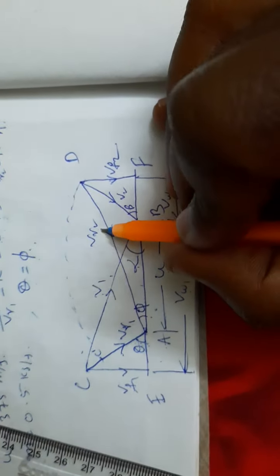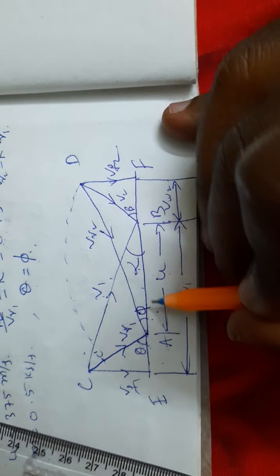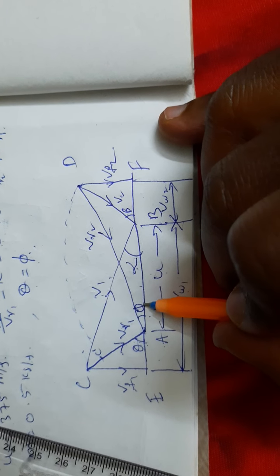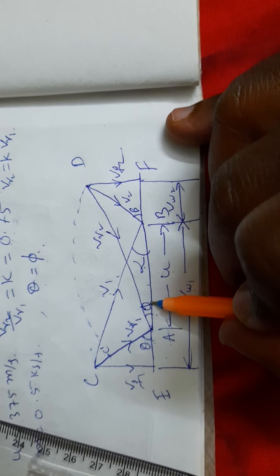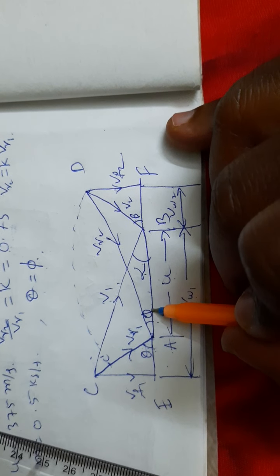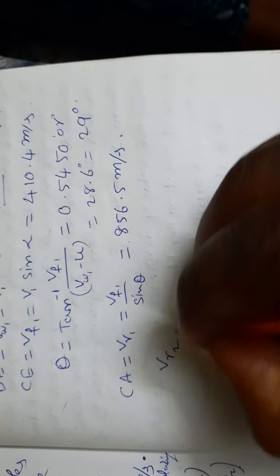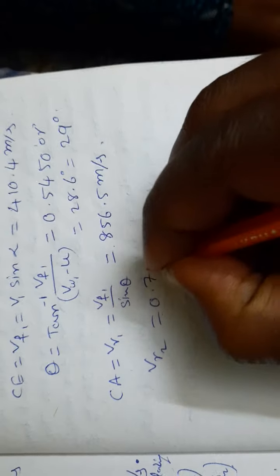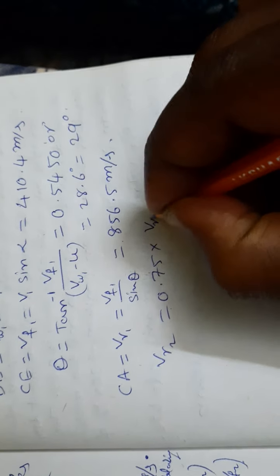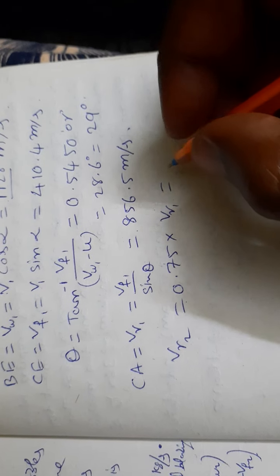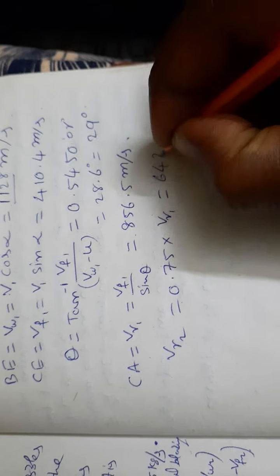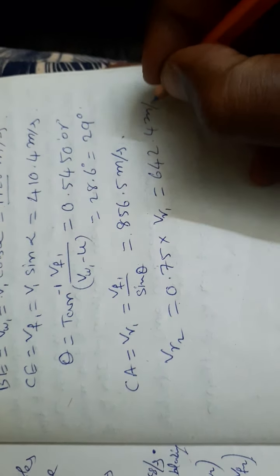Similarly, VR2. We already know the phi value. We already know the velocity coefficient. So VR2 equals 0.75 into VR1. So VR2 equals 642.4 meters per second.